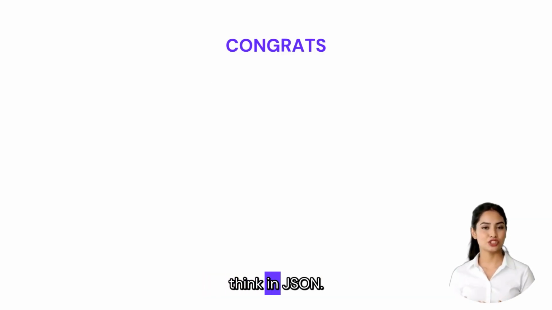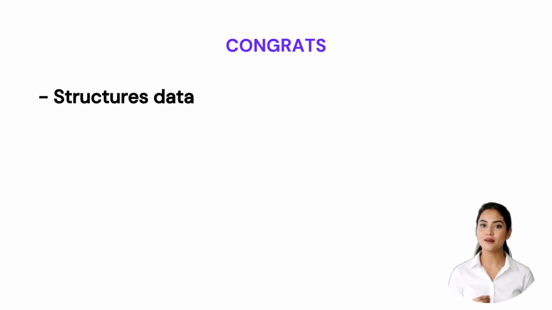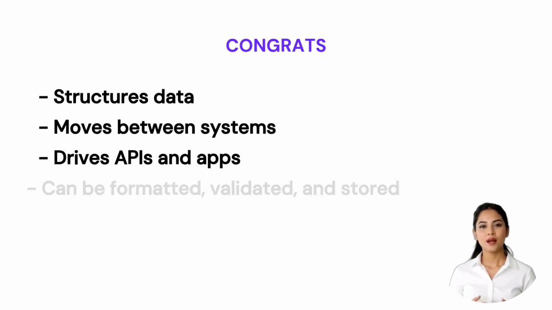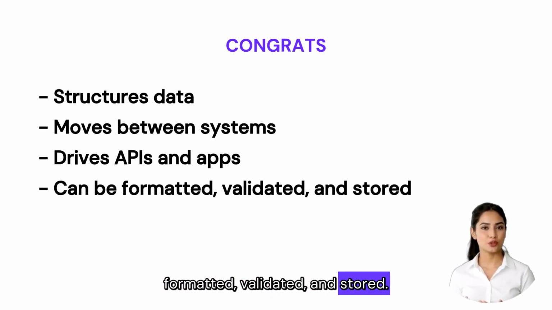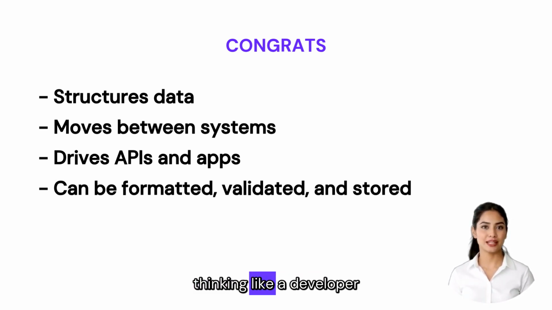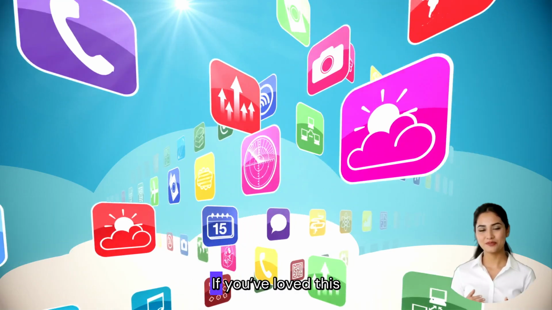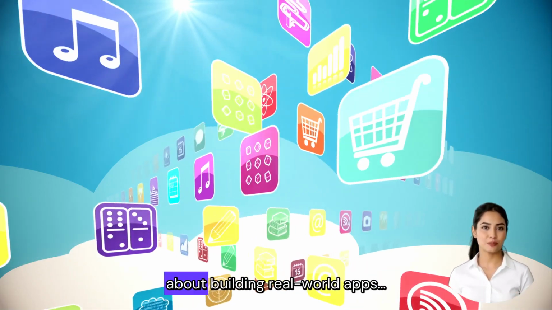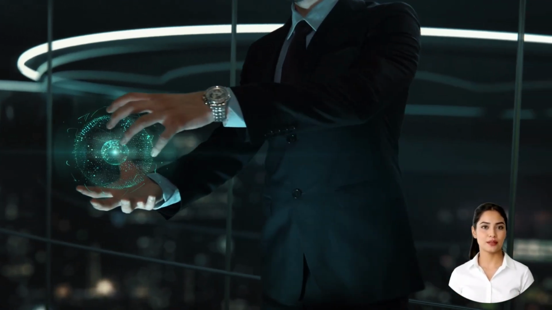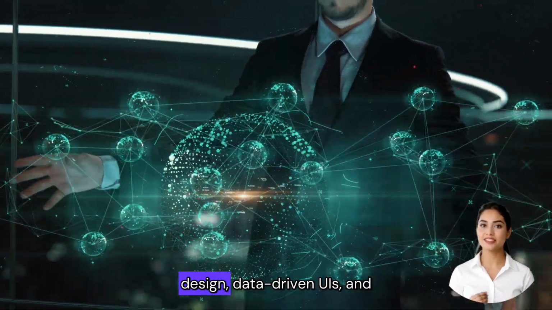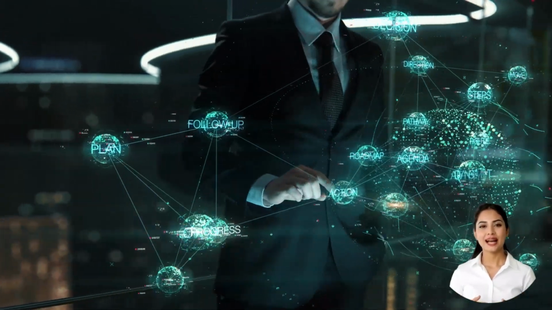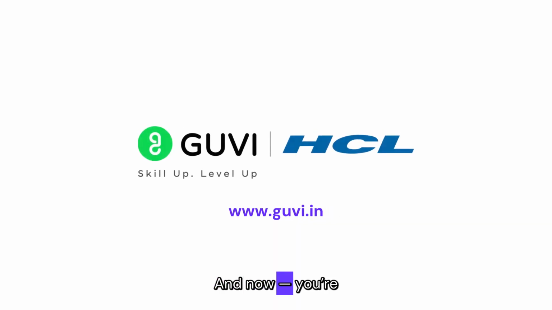Congrats! You now think in JSON. You've seen how it structures data, how it moves between systems, how it drives APIs and real-world apps, how it can be formatted, validated, and stored. In just 5 days, you've gone from understanding what JSON is to thinking like a developer who uses it with purpose. If you've loved this journey and you're serious about building real-world apps, the next step is to go beyond JSON into full-stack workflows, API design, data-driven UIs, and hands-on projects. Because JSON isn't the end, it's the foundation. And now you're ready to build.